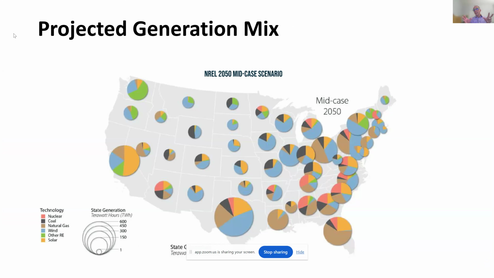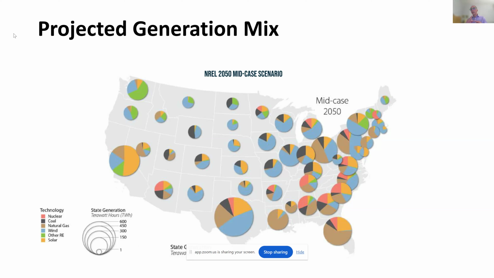This is a dated picture from NREL's Cambium. It's the first iteration, but it shows something that I think matters to most of the viewers on this webinar, that every region in the country is starting with a different electricity generation fuel mix and is moving at a different rate. Some are crawling, some are walking, and some are running towards decarbonization.